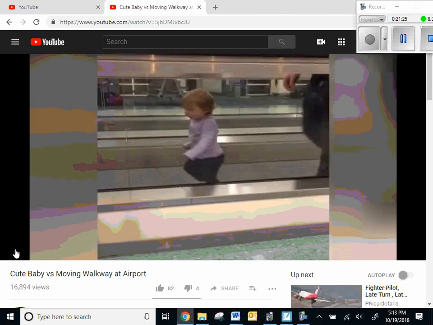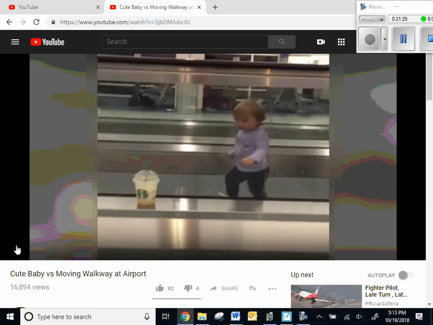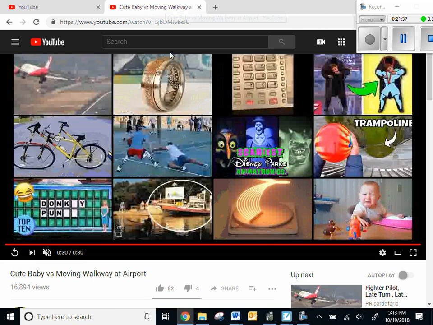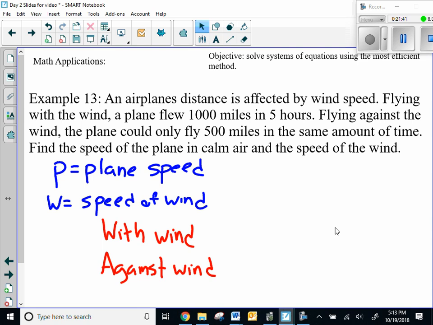So if it wants to make up the distance and get to that Starbucks, it's got to go faster than the sidewalk, right? And that's hard because it's got itty bitty legs. But so close, and then it fell. So this video sort of shows what we need to see for this.